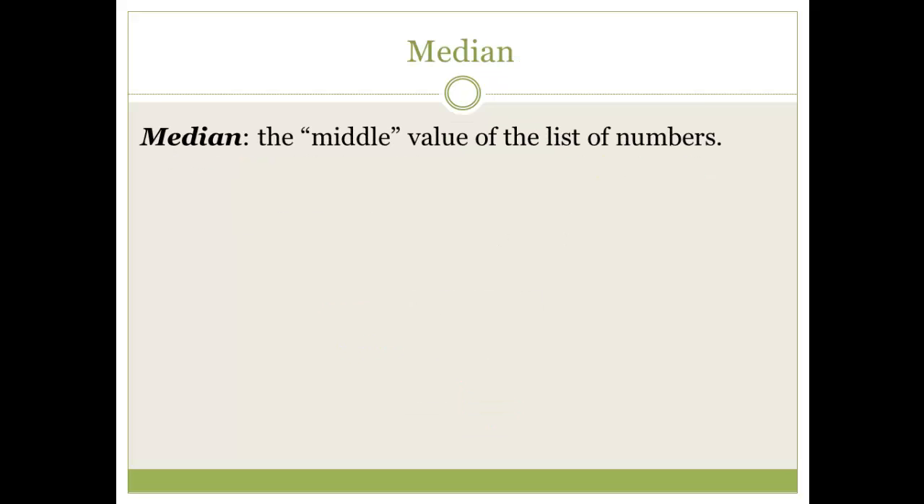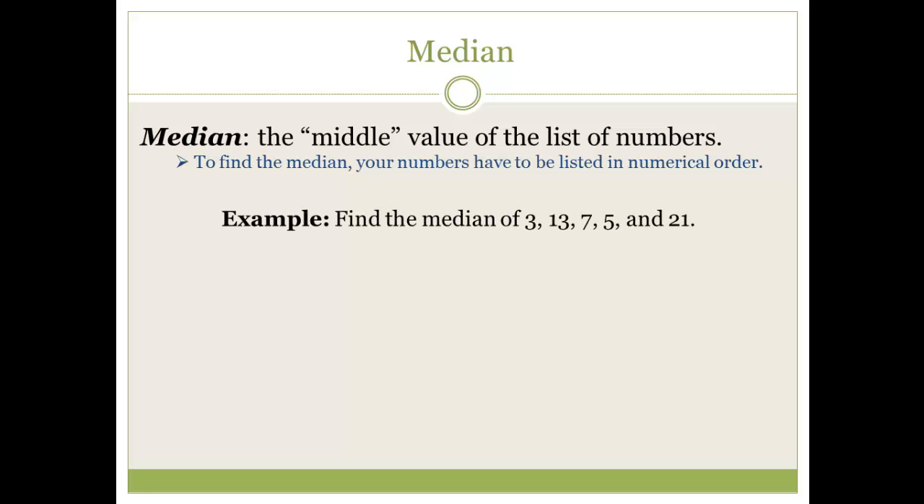The median is just the middle value of the list of numbers. To find the median, your numbers have to be listed in numerical order. For example, find the median of 3, 13, 7, 5, and 21. After putting them in order, we get 3, 5, 7, 13, and 21. Then cross off 2 numbers at a time, 1 on each end, until you get to the center number, which in this case is 7. Therefore, our median is 7.